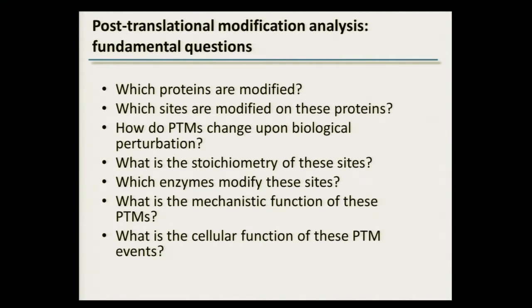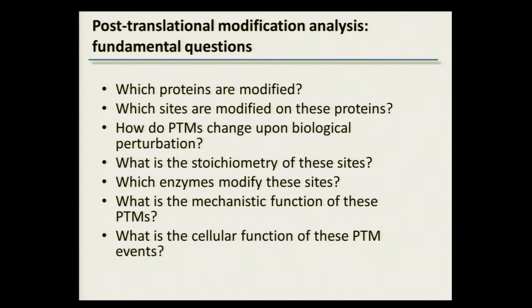If you're interested in post-translational modifications on proteins, fundamental questions that might come up are which proteins are modified, which sites on those proteins are modified, and how do those sites change upon biological perturbation. All of the first three questions we are pretty good at with mass spectrometry-based methods. Other questions that are pretty hard to answer are, for example, what is the stoichiometry of these sites, and which enzymes modify these sites, and what is the mechanistic and the cellular function of those post-translational modification events.